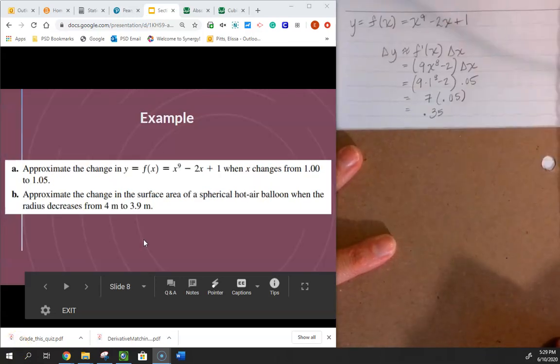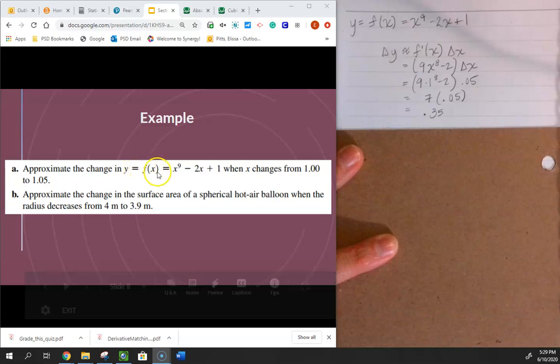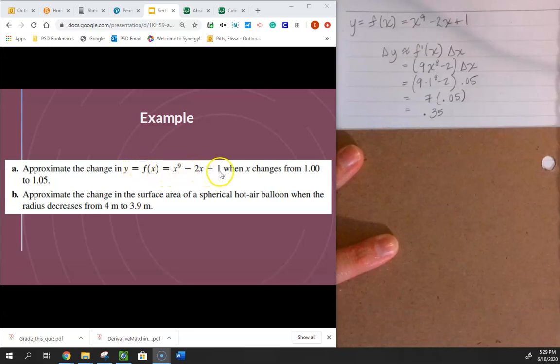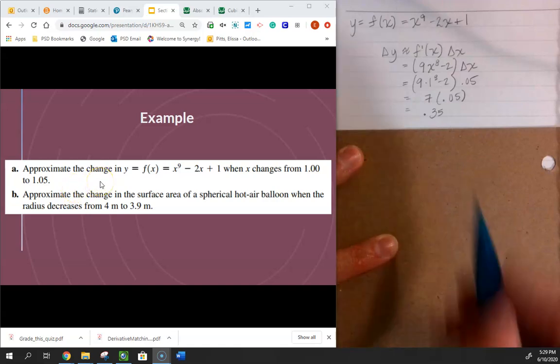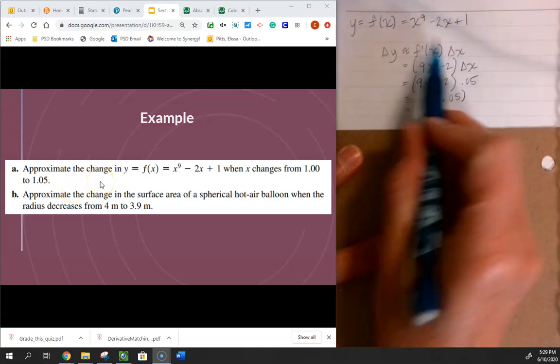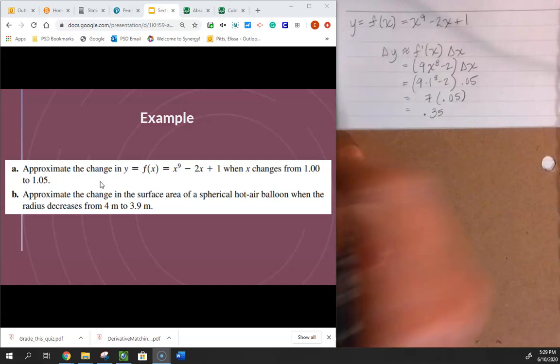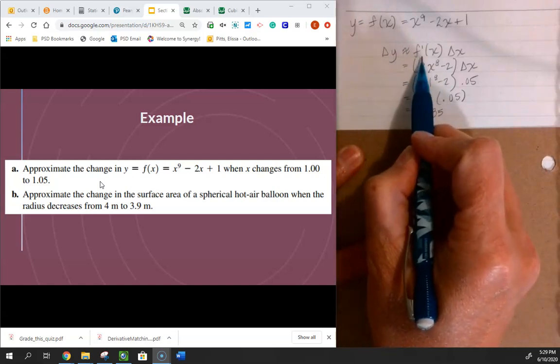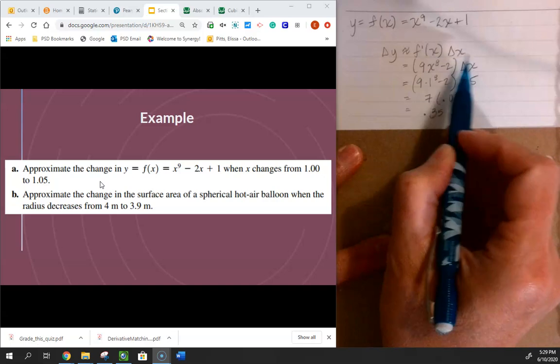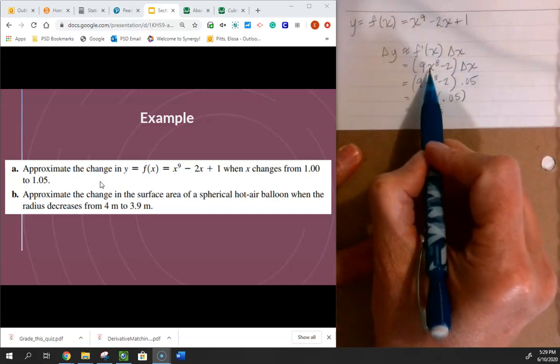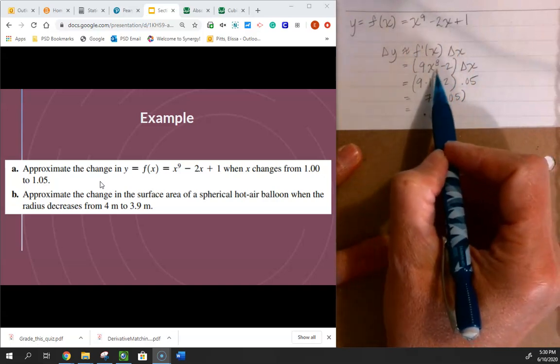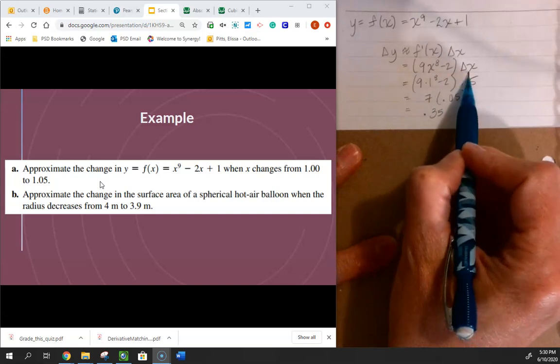Another way of asking a very similar question without a context is something that looks like this. Approximate the change in y equals f of x equals x to the 9th minus 2x plus 1 when x changes from 1 to 1.05. So this one we're just using that relationship directly. Delta y is approximately equal to f prime of x delta x. So we take the derivative of this function, which is 9x to the 8th minus 2, times delta x.